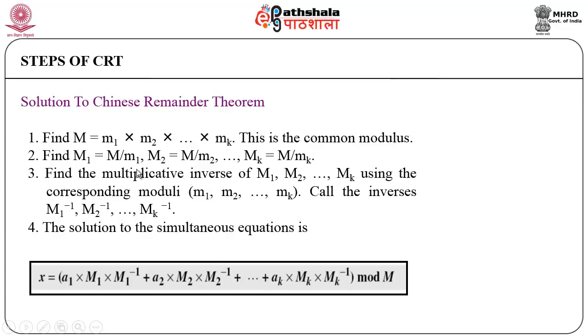From the common modulus I am getting the individual modulus, and then I am finding the multiplicative inverse of this modulus, and finally x is equal to a1 into m1 into m1 inverse plus a2 into m2 into m2 inverse, like that m3, m4, a3, like that we do, and finally we have to do the capital M, mod of capital M. So, if we are able to understand these 4 steps, we are able to find out the common variable with the different moduli.